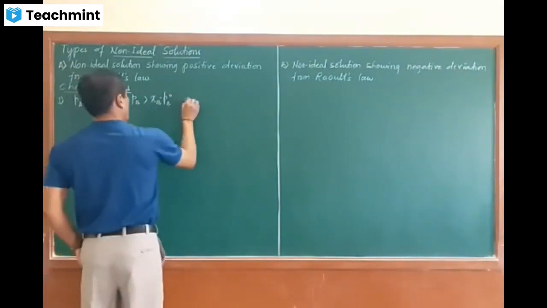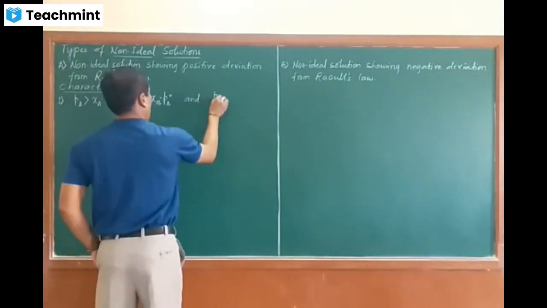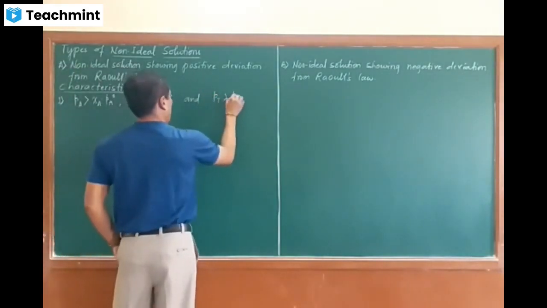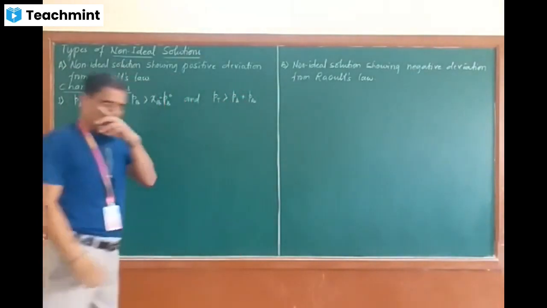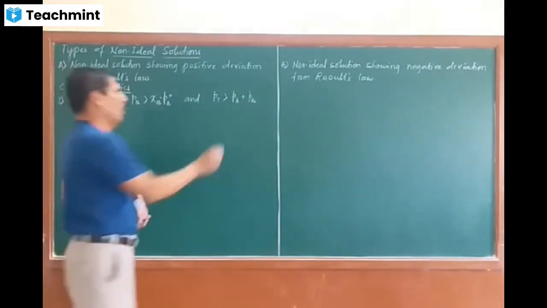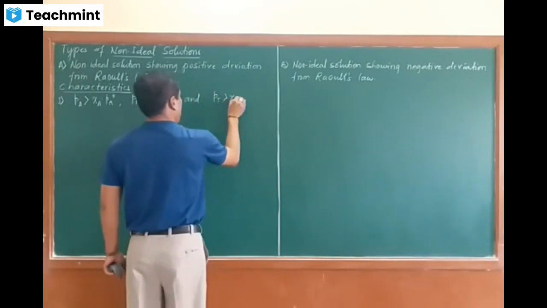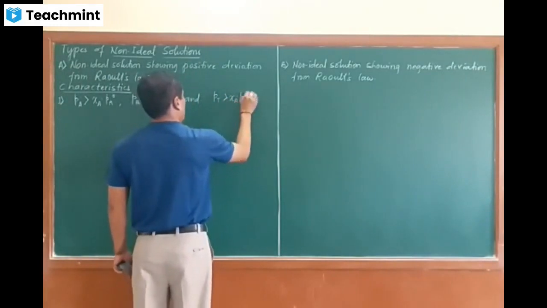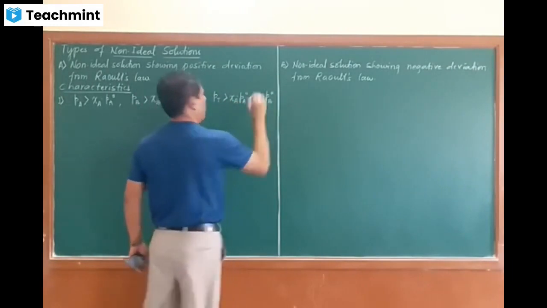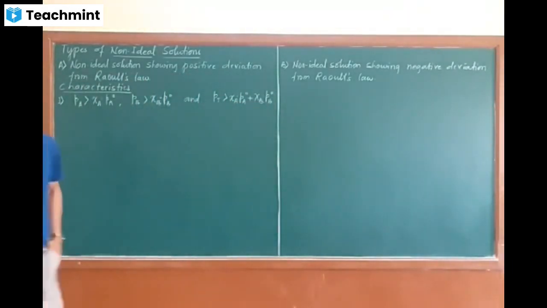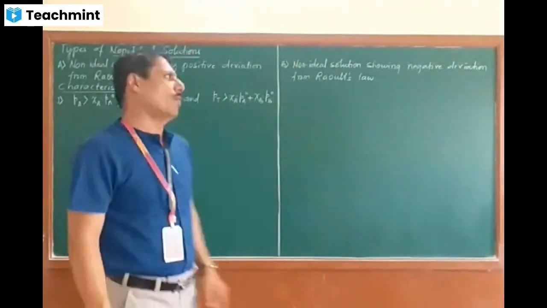And when these two are more, what will happen? P total is greater than PA plus PB. Actually we have to write it this way: P total is greater than chi A into PA naught plus chi B into PB naught. Then the non-ideal solution shows positive deviation. What is the reason for this?